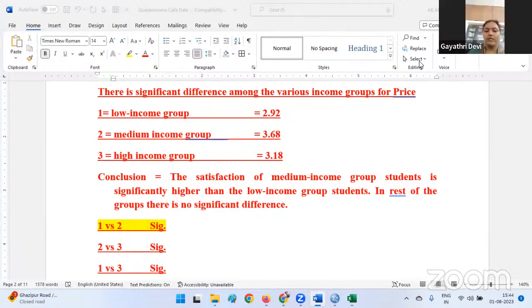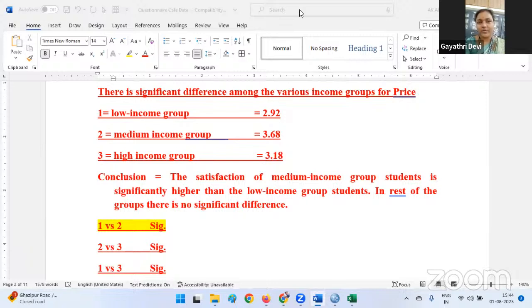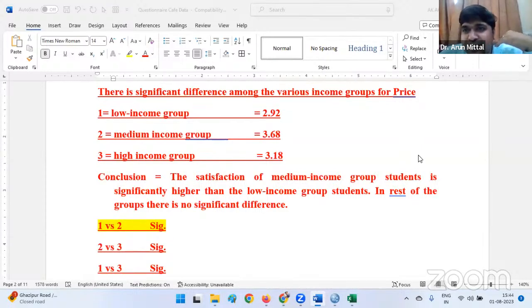Ma'am. Yes, sir. This is Gayatri from the Accounting Finance Department, sir. Yes, madam. We are so thankful for this informative and effective session, sir. So we will go with the next section. Yeah, sure. Thank you very much.